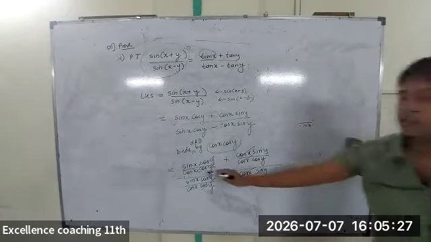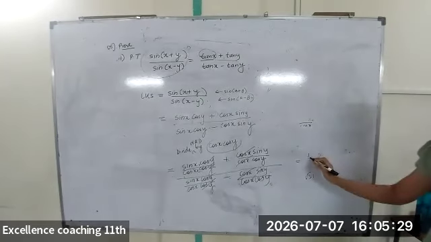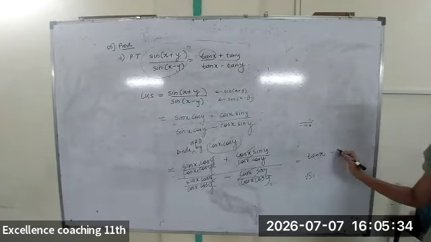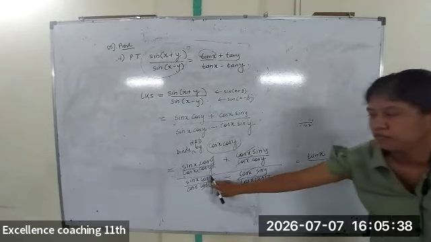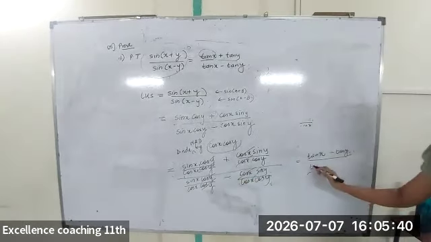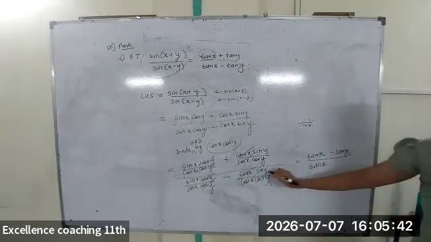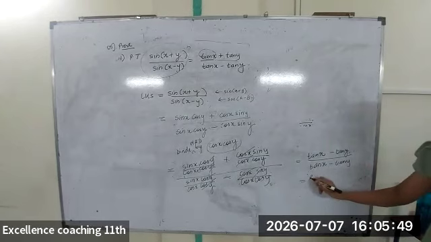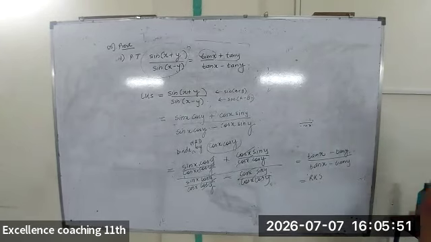What is sine upon cos? 10. What is sine y upon cos y? 10y. Sine upon cos, same way sine y upon cos y will be 10, which is nothing but equal to the right hand side.